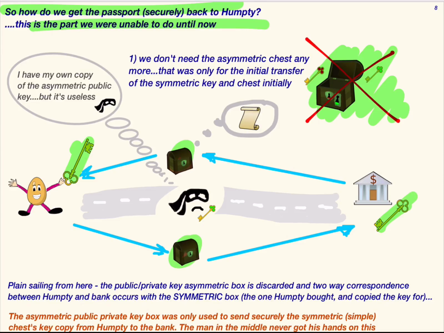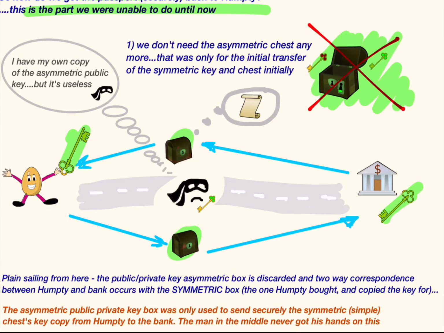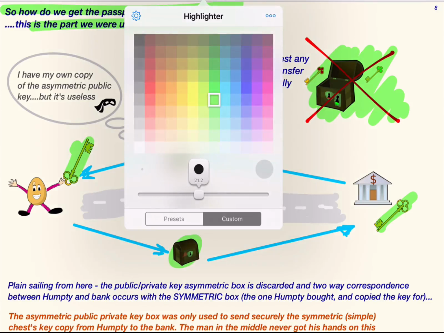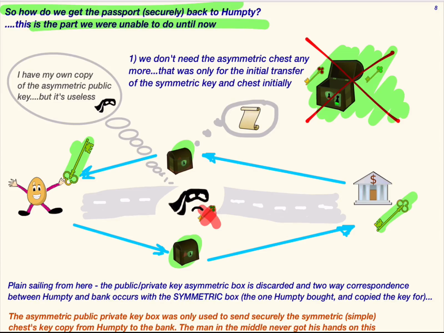And on this slide, we'll just go through it. So basically, this box is now a secure channel, if you like, for the bank and Humpty Dumpty to exchange passports, gold coins, whatever secure things they want forever, right? And this guy in the middle, he has no idea. He does not have this key at all, right? He does not have access to this. So he has the public key that belonged to the asymmetric box, my apologies. But that asymmetric box has now been thrown away, right? So from here on is plain sailing, right?